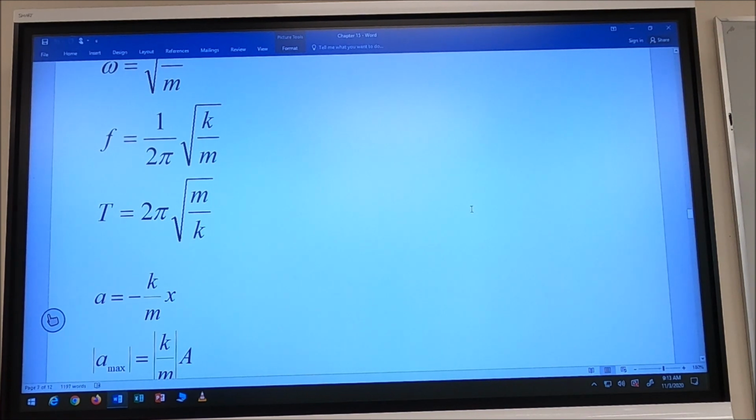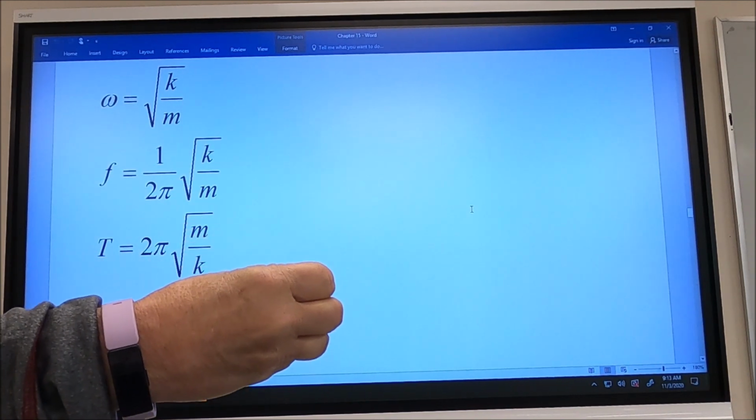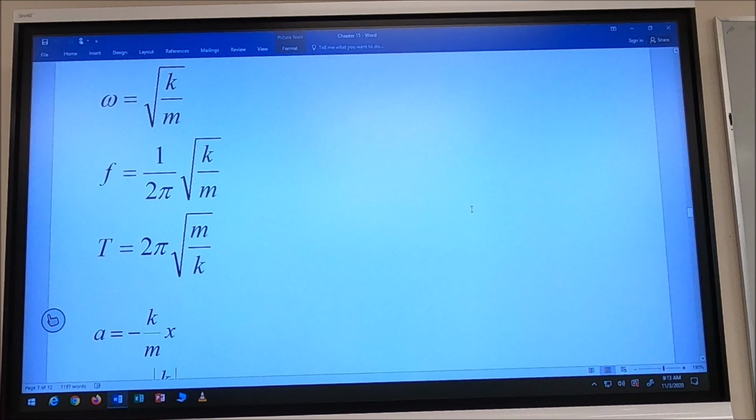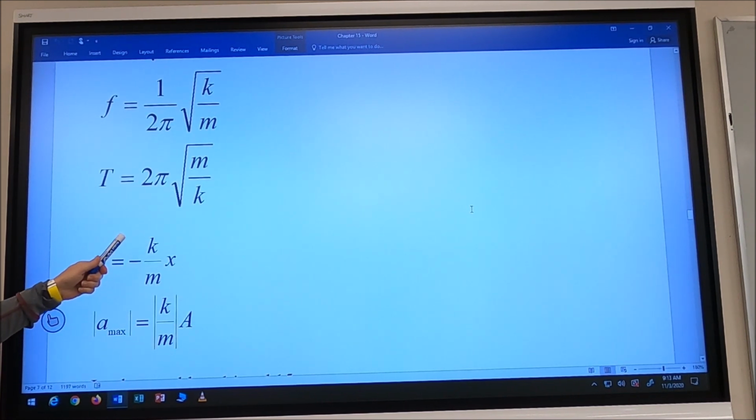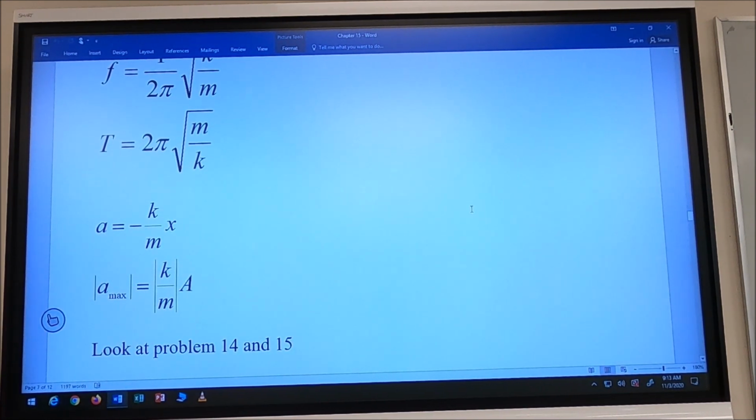And note, it doesn't depend on how far you pull the spring mass system away from equilibrium, which is one of those things that's a little bit mind-blowing. You think if you pull it out further, it should take longer to oscillate, but it doesn't. Okay? The acceleration at any point along the track is minus k over m times x, and the maximum acceleration has a magnitude of k over m times A.